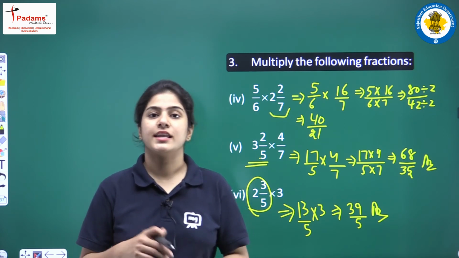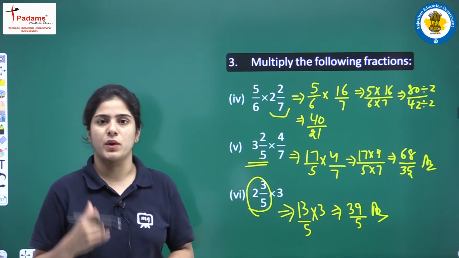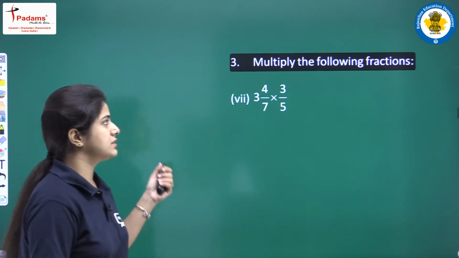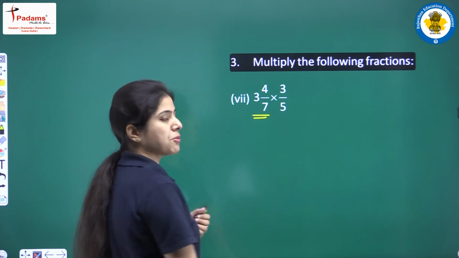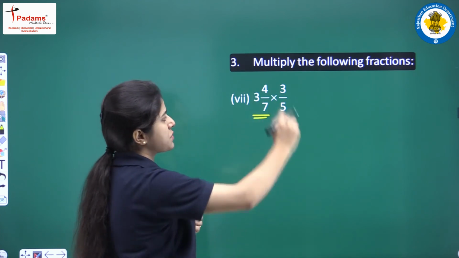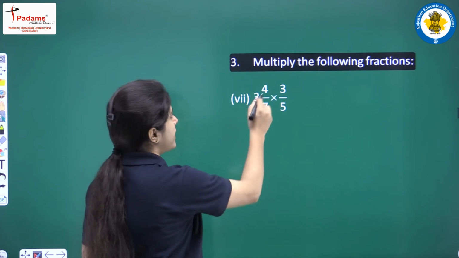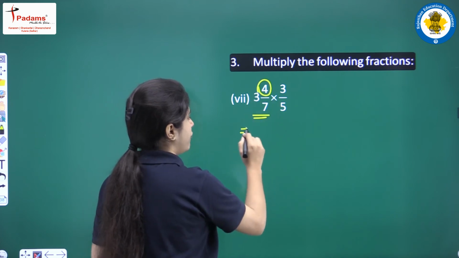Alright students, now we will be discussing and practicing more questions. That is question number 3, 7th part. Convert this into the improper fraction. 3 into 7 is equal to 21. 21 plus this 4 is equal to 25.